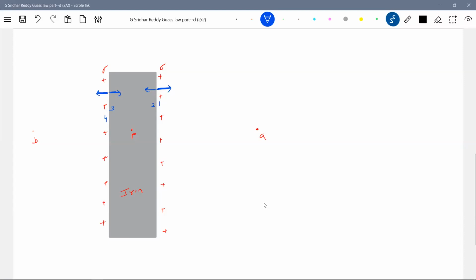Why is the field strength at point P zero? Because the field produced by 2 and 3, the resultant of that, will be zero. That's why the net field is zero. What about the field strength at point A? It will be contributed by 1 and 3. So here, EA bar should be equal to E1 bar plus E3 bar.